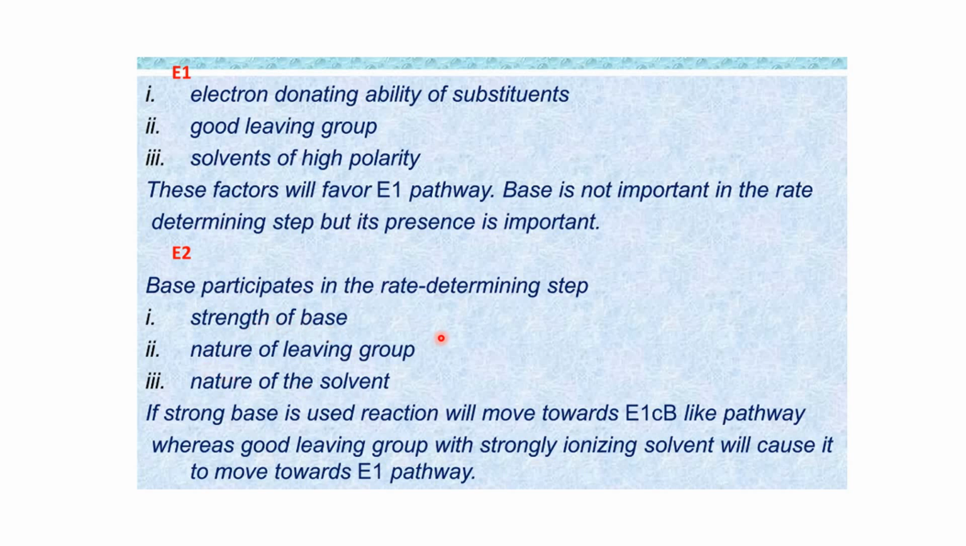And the nature of the leaving group will be the same. It should be a weak base. And the nature of the solvent will be polar aprotic solvents. If a strong base is used, the reaction will move towards an E1CB-like pathway. Whereas a good leaving group with a strongly ionizing solvent will cause it to move towards the E1 pathway.